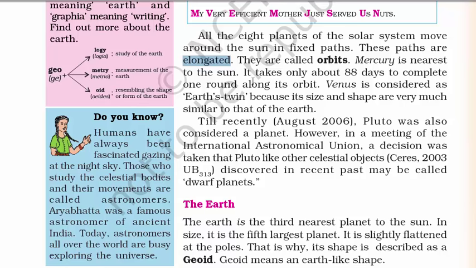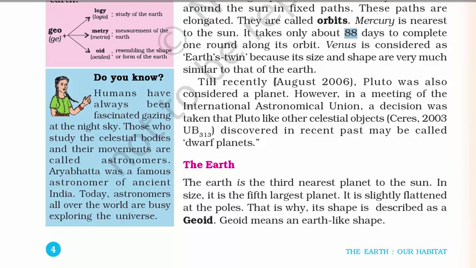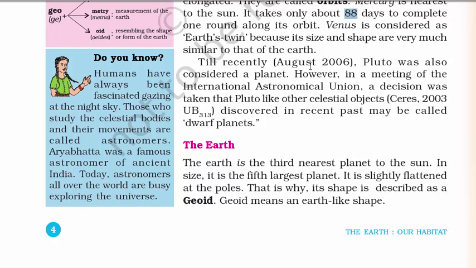Mercury is nearest to the sun. Done. It takes only 88 days. 88 days, very important, okay? It takes Mercury 88 days to revolve around the sun. Done. Venus is considered to be Earth's twin. Remember this: Earth's twin is Venus. Just remember this. Twin, V2. V for Venus, and twin is the twin, 2. Yeah, twin brother of Earth. So Venus is the twin brother of Earth. Just remember this.